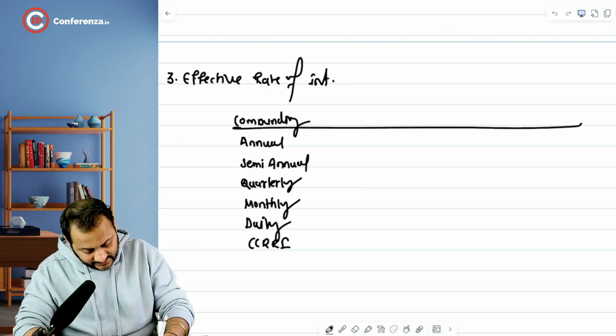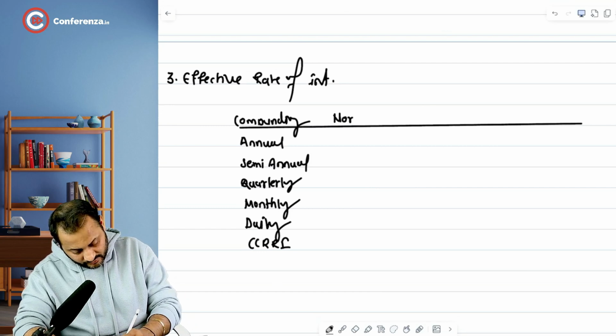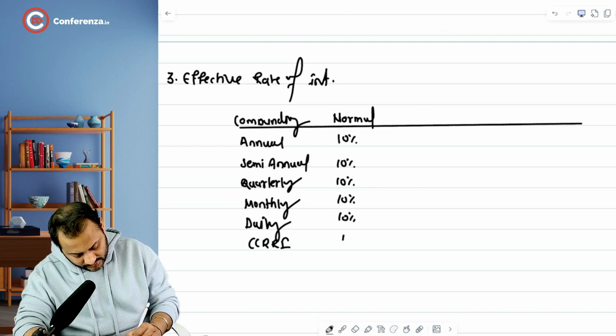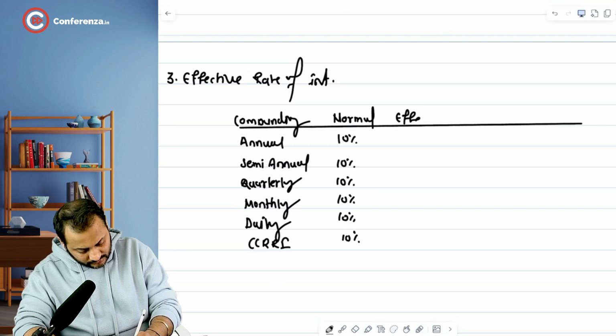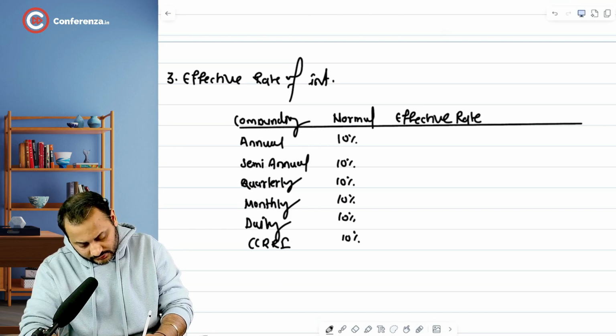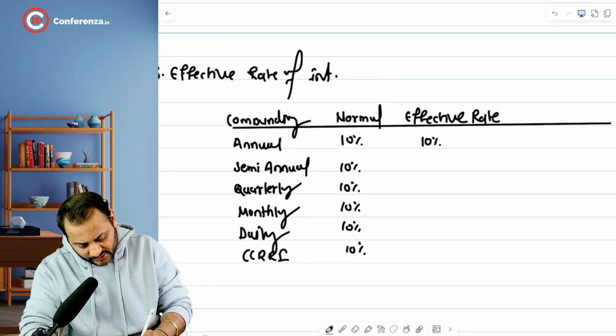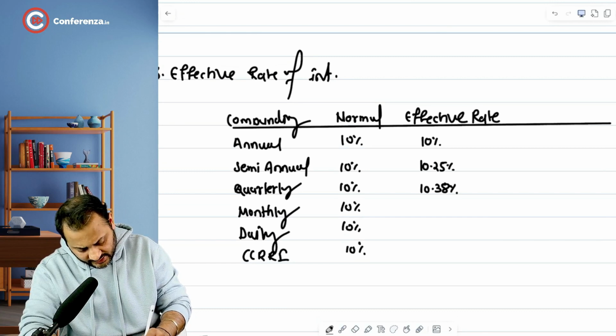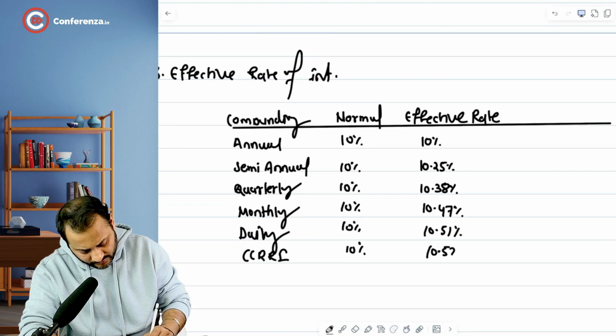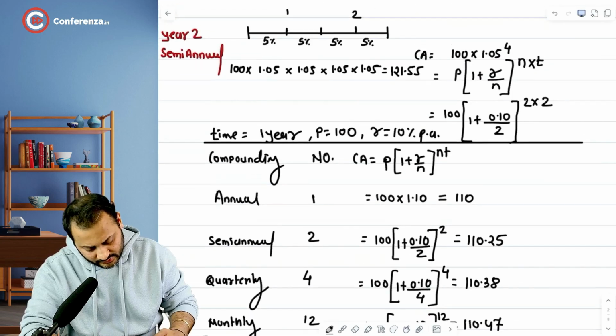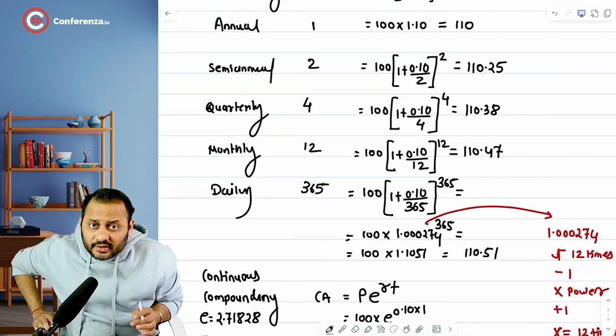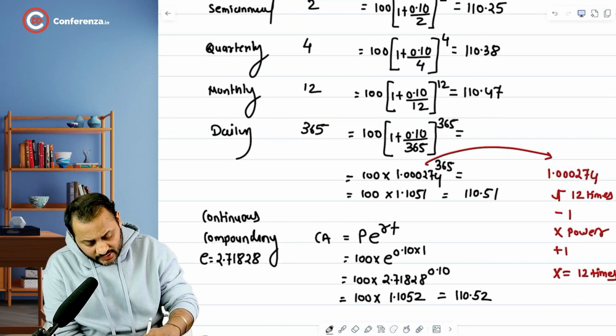So in all these cases, the normal rate of return was 10%, right? But it was not the effective earning that you actually earned. In the first case, it was 10% only. In this case, it was 10.25%. In this case, it is 10.38, and then 10.47, then 10.51, and 10.52%. How did you calculate this? The question is this. It's very simple, sir.